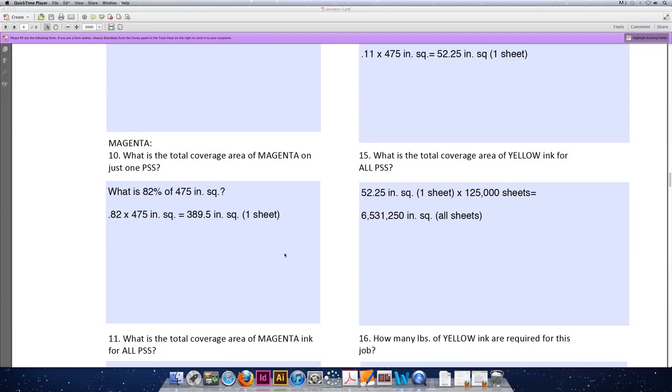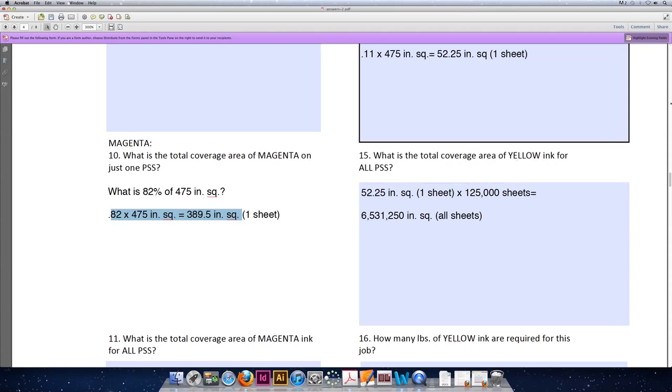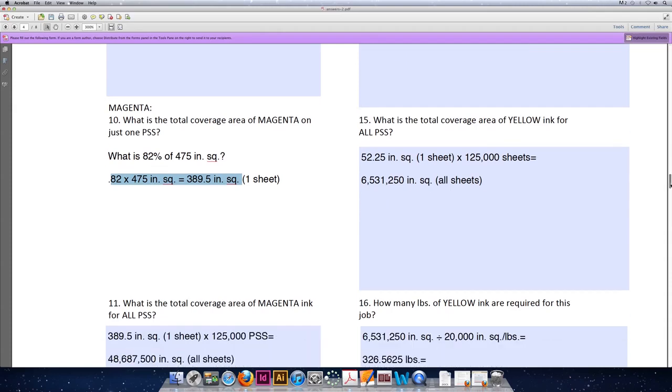To ink. The first thing we need to do is figure out what 82% of 475 square inches is, because 475 square inches is 100% ink coverage of one sheet of paper, and our problem tells us that 82% of that sheet of paper is covered in magenta ink. 0.82 times 475 square inches should equal 389.5 square inches, which is the total coverage area of magenta ink on one sheet of paper.